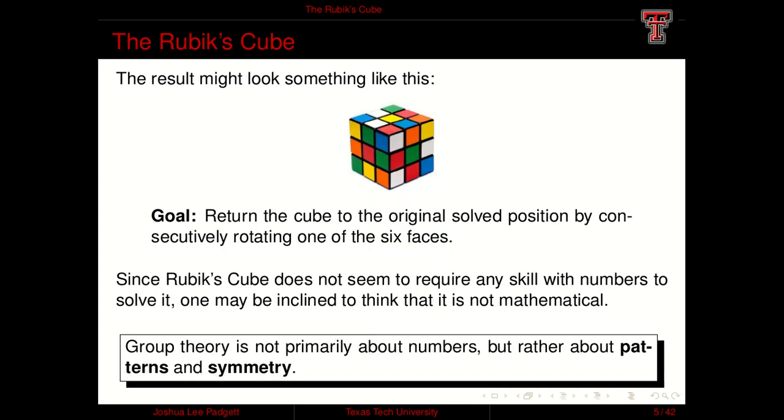So that's our goal. It may not seem like a very mathematical goal because there are no numbers or really even skill involved with such a process. But this is in fact quite mathematical. This is one of the things that motivates the study of group theory, which is really the goal of this course. Group theory is not about the study of numbers, but rather about patterns and symmetries. And I think we can see very clearly there are a number of patterns and symmetries that exist within this cube.